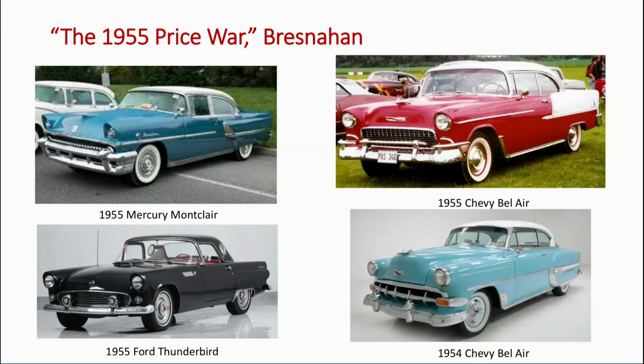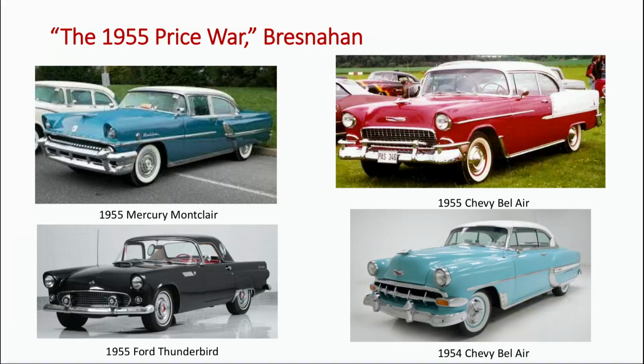Okay, so what were cars in 1955? So I got some illustrations here. 1955 Mercury Montclair, 1955 Chevy Bel Air, 1955 Ford Thunderbird. You can see, right, the 55 Thunderbird is a very cute car. The other cars just look pretty generic to me.